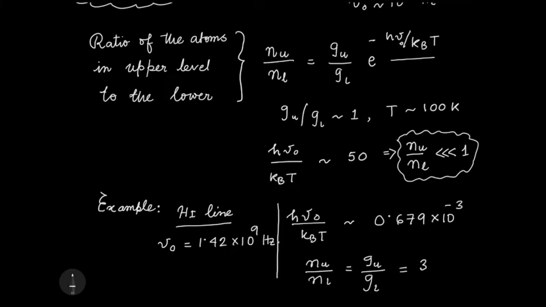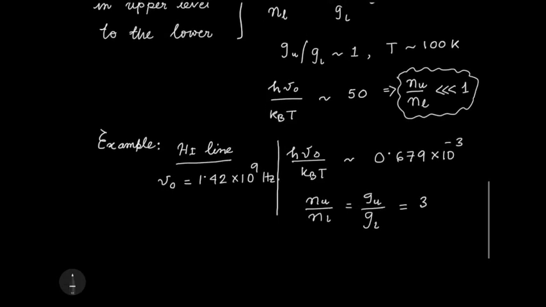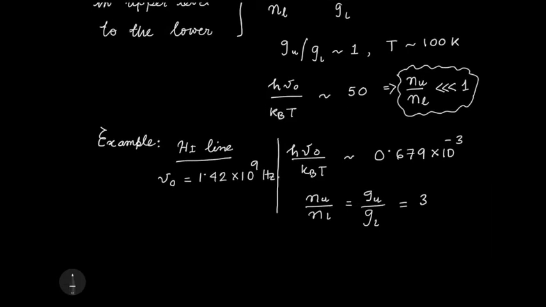How much is e to the very small number? E to the 0 is 1, so it is essentially this. And we have already seen that this quantity is 3. So this tells you that in this particular radiation, there are 3 times more atoms staying in the upper state compared to the lower state in thermal equilibrium.